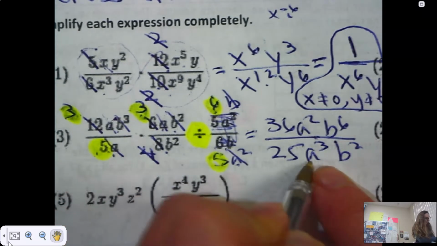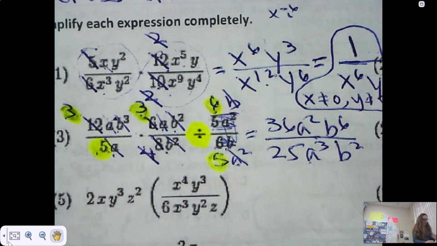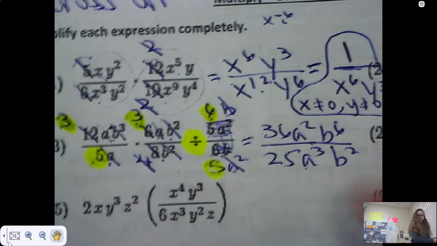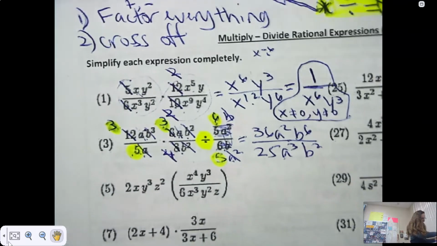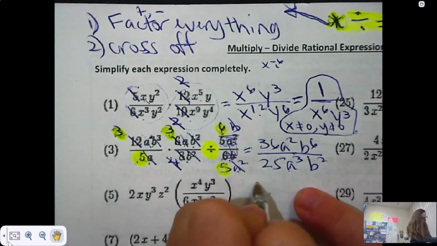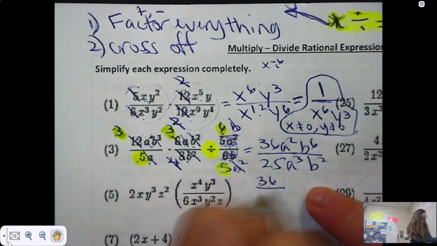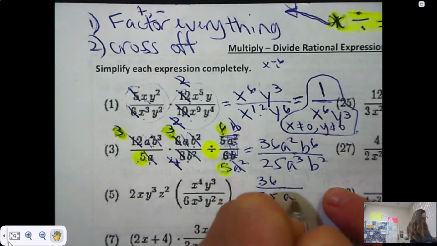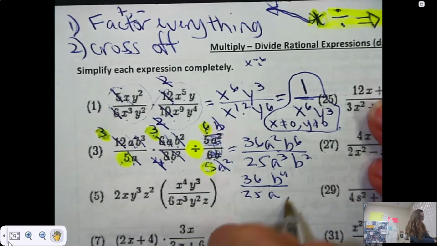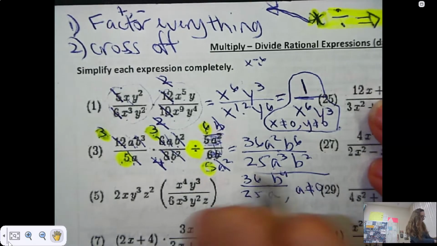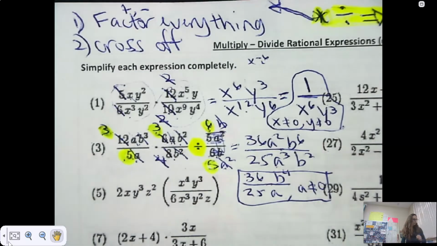1 A, 3 A's, and then 2 B's. I got nothing left. Okay, now I've got to decide, do I have more on top or bottom? So I have 1 more A on the bottom, and I'm out of space, so I'll just do it right here. So it's going to be 36 over 25. 1 more A on the bottom, 4 more on top. The only thing I have a problem with is the A that's on the bottom, so A cannot equal 0.